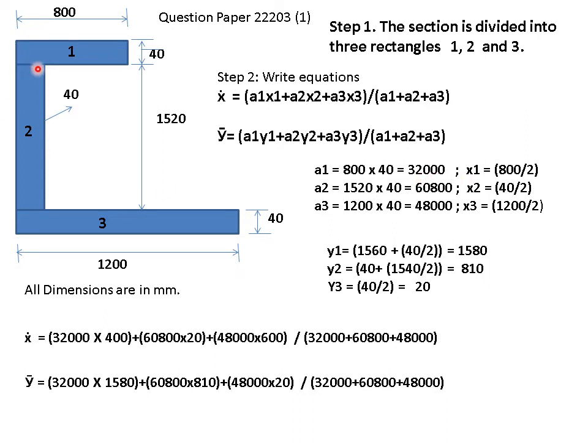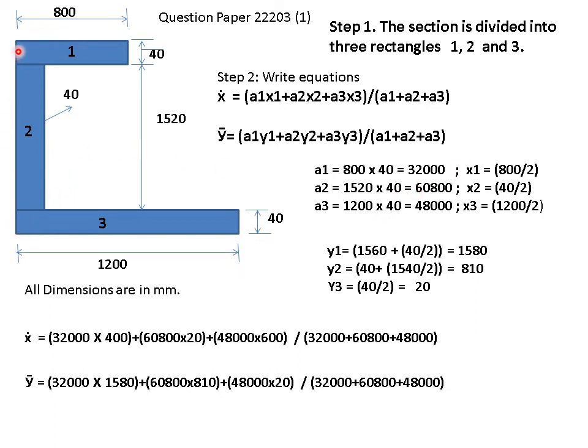Second rectangle, height is 1520 and width is 40. So it will be 1520 multiplied by 40. Third rectangle, it is 1200 multiplied by 40. So A3 is 1200 multiplied by 40. Now let us see x1, x2 and x3.